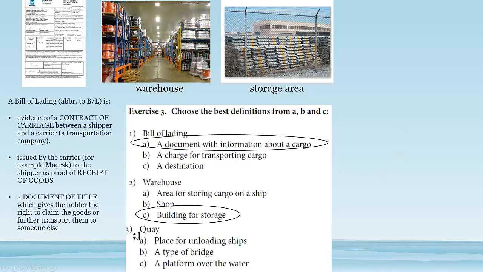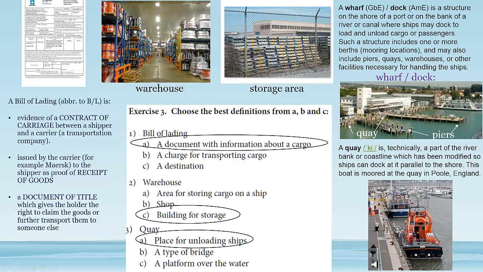Okay, number 3, quay. You pronounce it "key," not "kway." Is that a place for unloading ships, a type of bridge, or a platform over the water? It is a place for unloading ships. Well, sorry, it's not as easy as that. It's actually a wharf. A wharf, and in America we say a dock, is the actual structure on the shore of a port or the bank of a river or canal where ships may dock to load or unload cargoes or passengers.